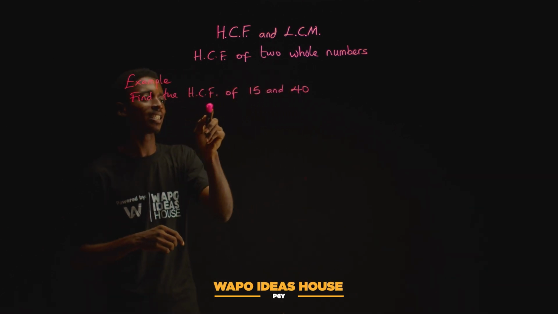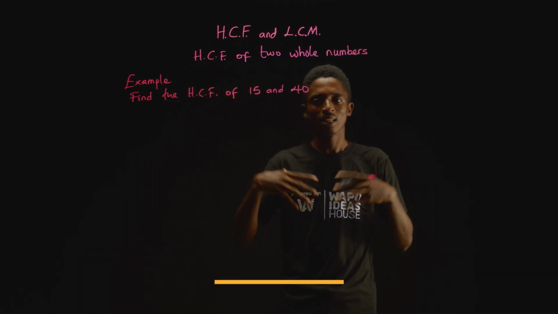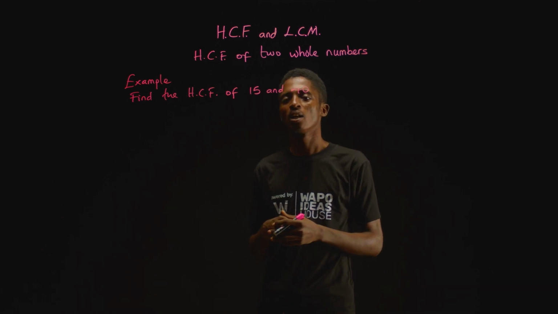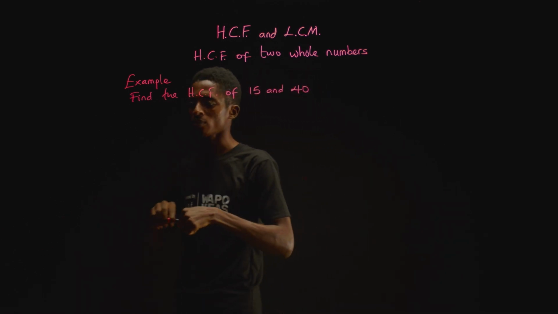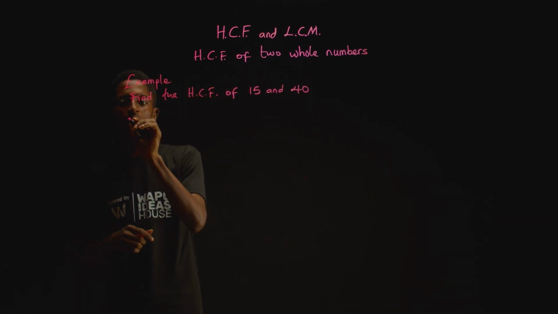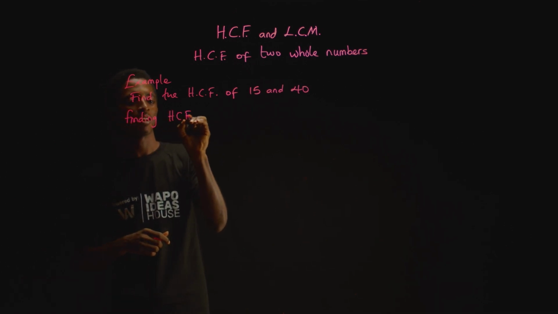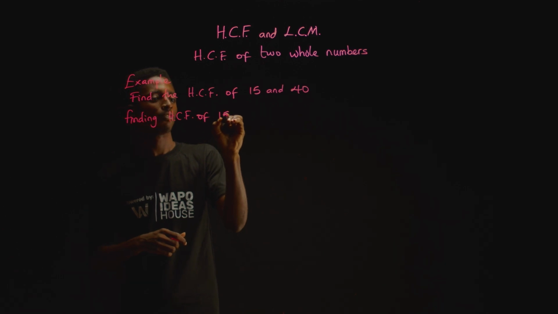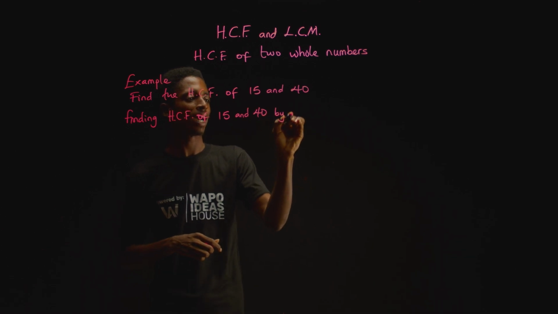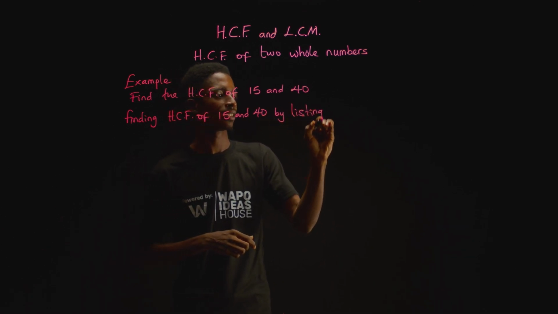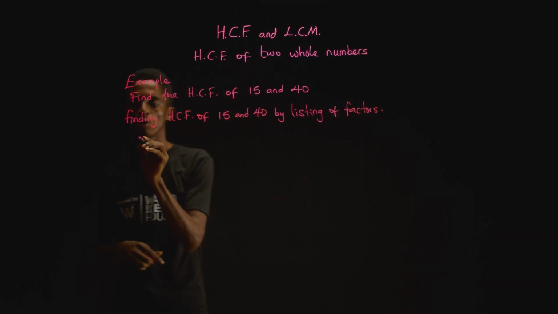Example, find the HCF of 15 and 40. To do this, there are different methods you can try, but I will show you by listing of factors. So, finding the HCF of 15 and 40 by listing of factors. Solution.